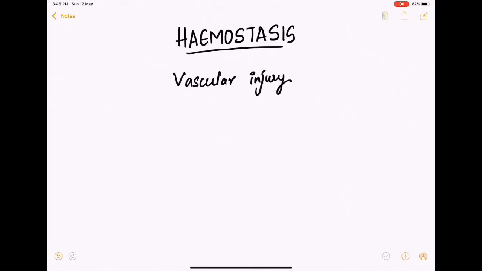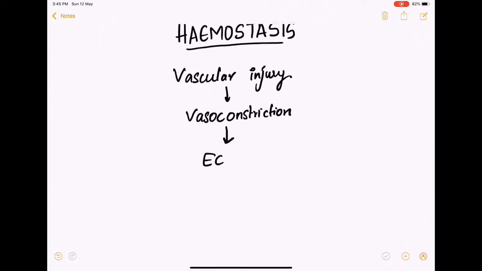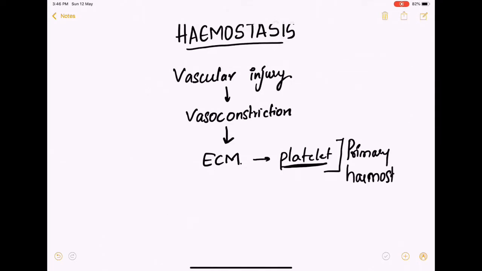The moment there is vascular injury, there is localized vasoconstriction, and this is because of reflex neurogenic mechanisms and also because of the release of a few mediators such as endothelin. And now that there is vascular injury, the subendothelial extracellular matrix is exposed. This leads to platelet adhesion, activation and aggregation, and this is what forms the primary hemostatic plug.